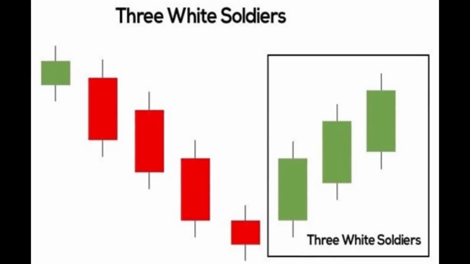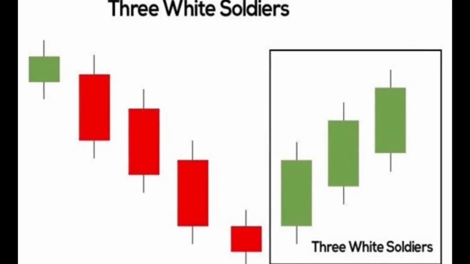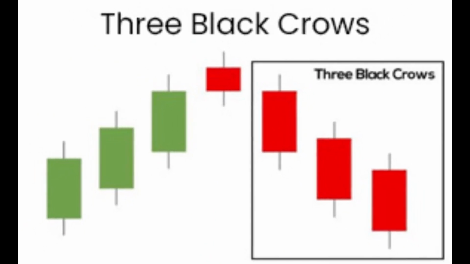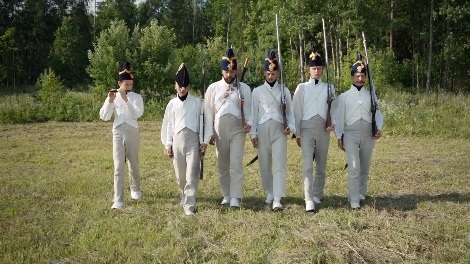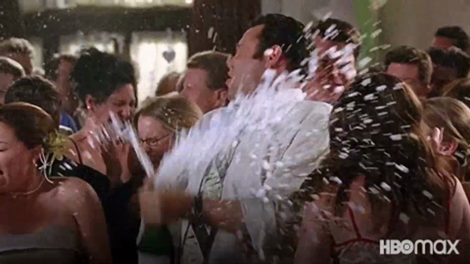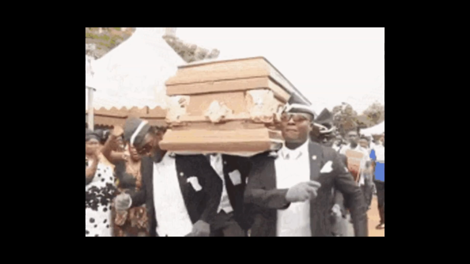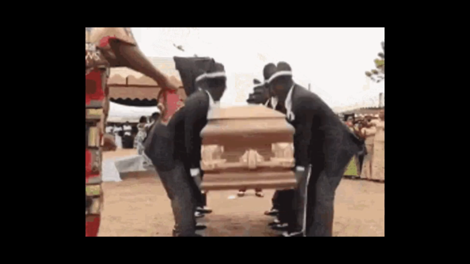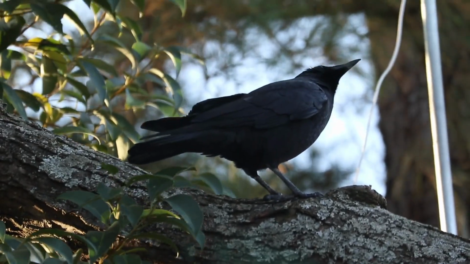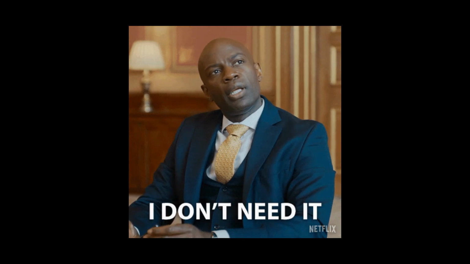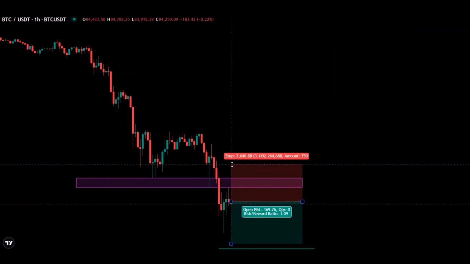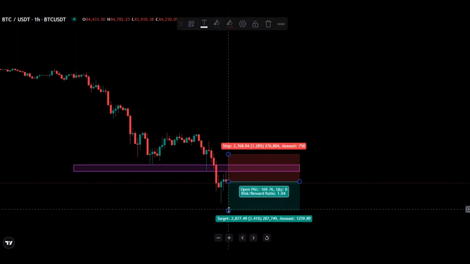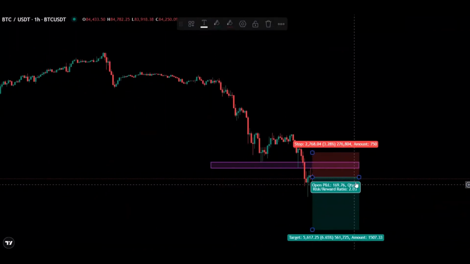Now, my favorites. The famous 3 white soldiers and 3 black crows. These are basically the trading world's version of a party. One's a celebration, the other's a funeral. Both are super popular patterns, but honestly, there's a whole trading zoo of other patterns. We don't need the whole zoo today, so our price hit the COP, then formed an evening star pattern, which, spoiler alert, means bearish confirmation.